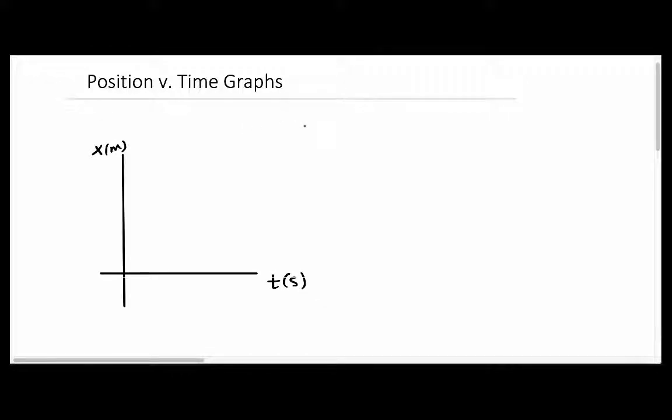Okay, so we're going to be talking about position versus time graphs. A position versus time graph is going to graph an object's position versus its time. So let's say we have a car, and our car is starting here at, we'll call this the origin. So its position when it starts at 0 seconds is at the origin.